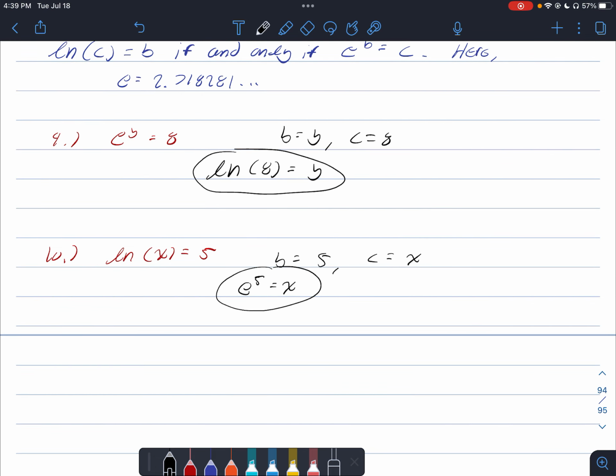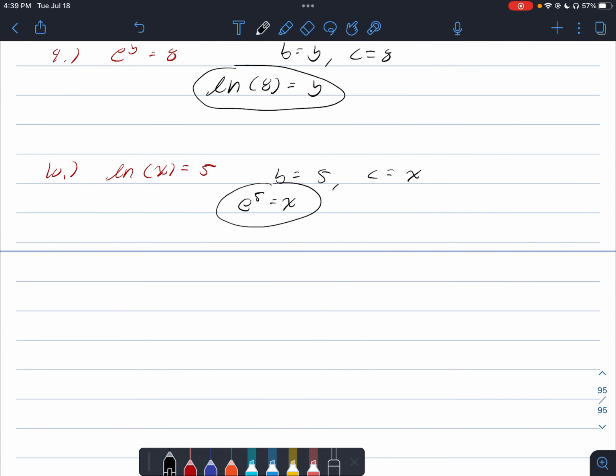Okay, so there's a quick introduction to some basic log rules, and hopefully this will be of some help as we go on to more difficult topics involving logarithms.